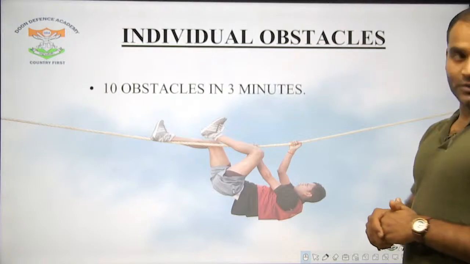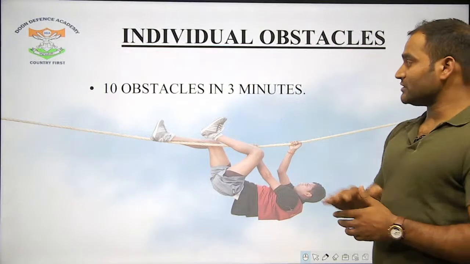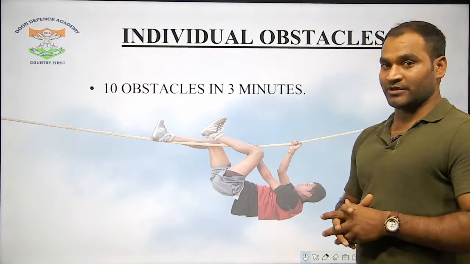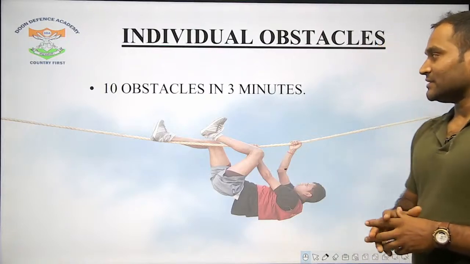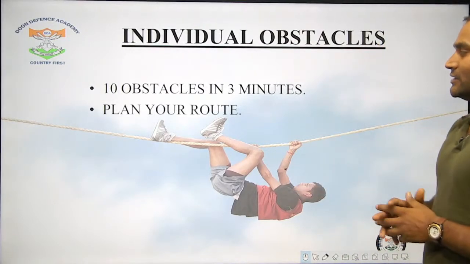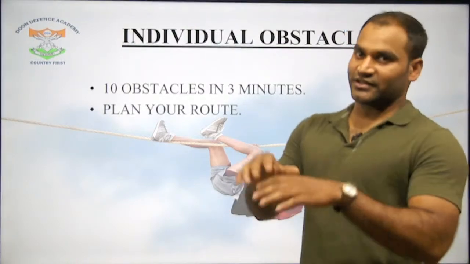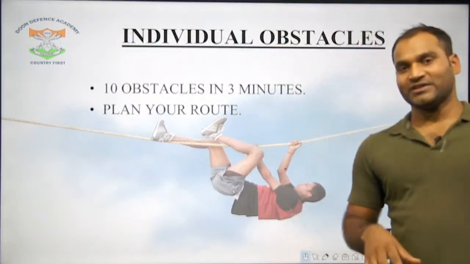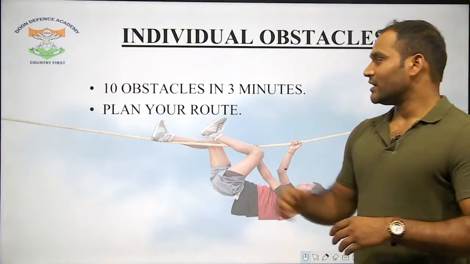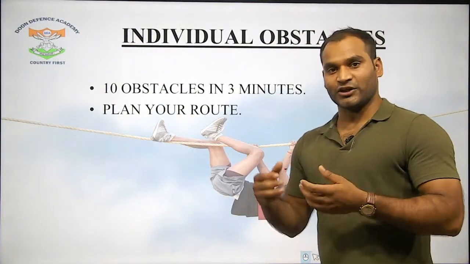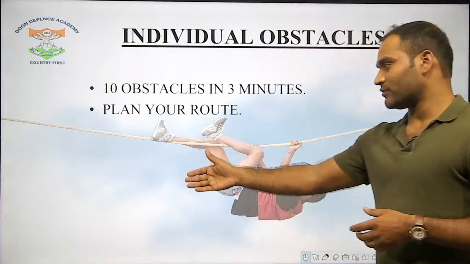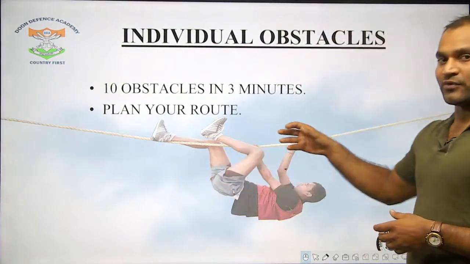Next is the individual obstacle. There will be 10 obstacles, and you have to complete them within 3 minutes. Actually, there is no starting line and finish line. The 10 obstacles are placed or designed in different places for a purpose: you can select your own route. You may want to start from obstacle number 2, or from obstacle number 10.